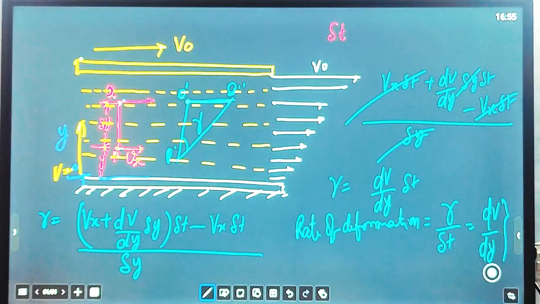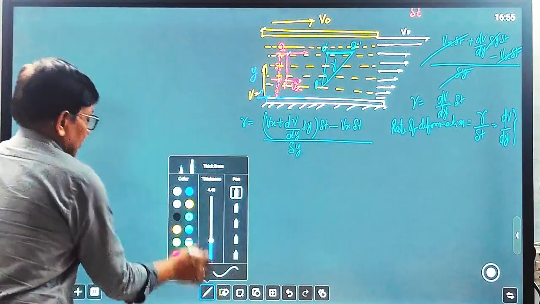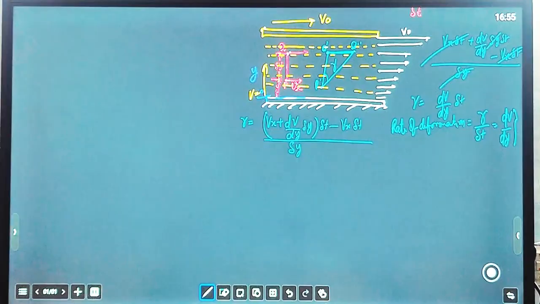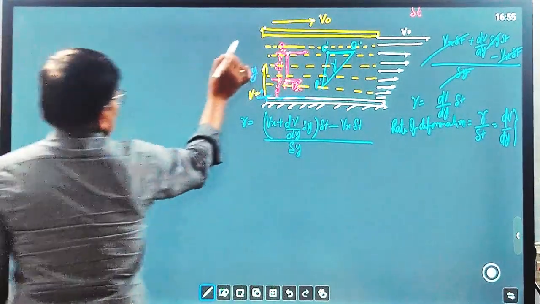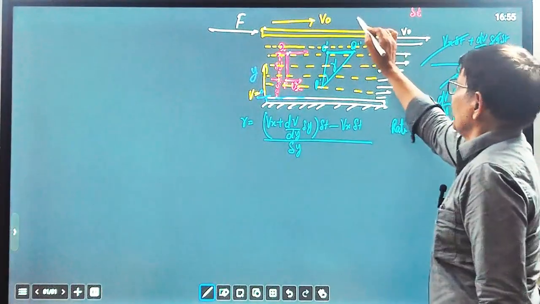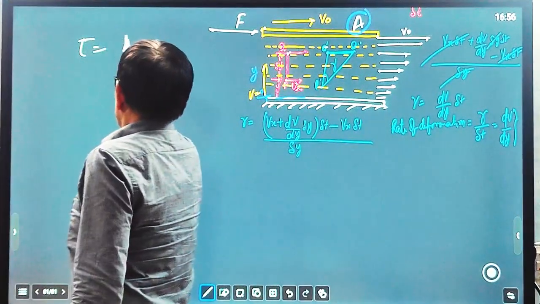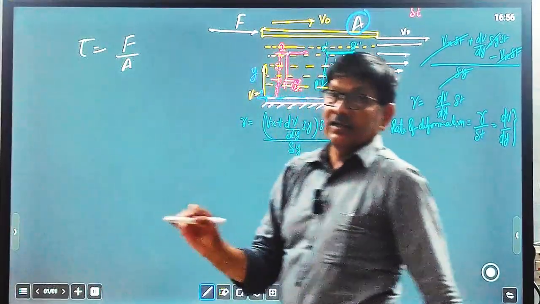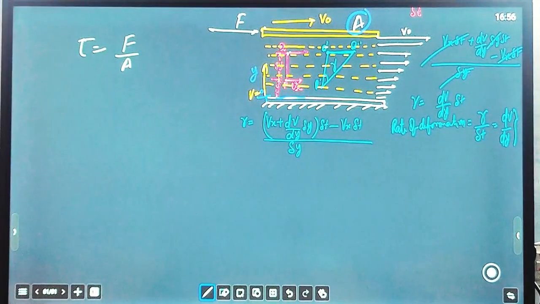And this rate of deformation is directly proportional to the shear stress applied. And what is shear stress tau? Suppose here we apply force F, due to which this plate is moving, and the surface area of this plate is A. So shear stress tau equals force upon area, and this shear stress is developed due to intermolecular attraction forces and the collision of molecules between two layers, and this property is due to viscosity.